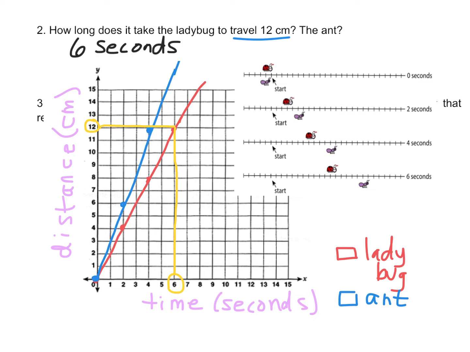And then it asks how long it takes the ant to travel 12 centimeters. So I go back to the 12 centimeters, and now I'm looking for the ant, which is blue, and then read down, and it's 4 seconds for the ant. And then we go ahead and answer that. The ant takes 4 seconds. Okay, so that's question number 2 done.